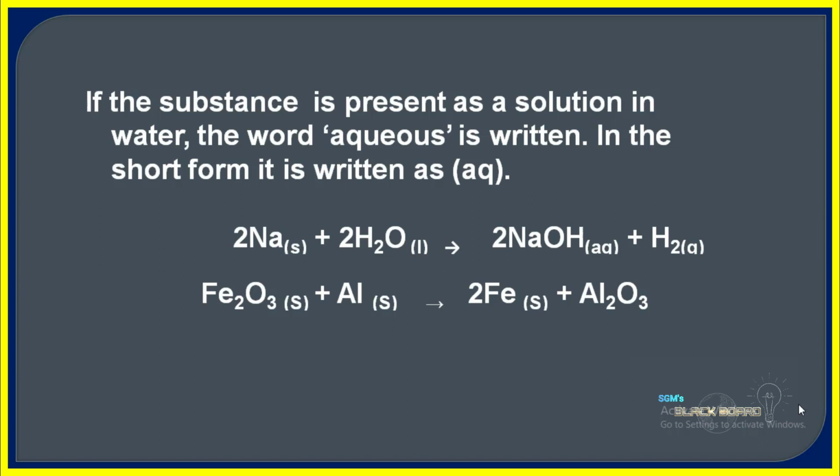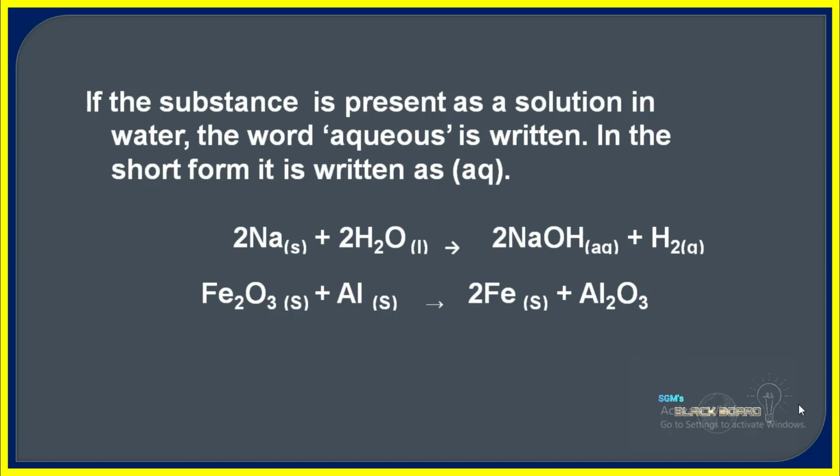For example, when sodium is dissolved in water, it gives sodium hydroxide and hydrogen is liberated. Here, sodium is a solid, so it is represented as S. Water is a liquid, L. Sodium hydroxide is aqueous, AQ. And hydrogen is a gas, so we write it as G. G stands for gas.